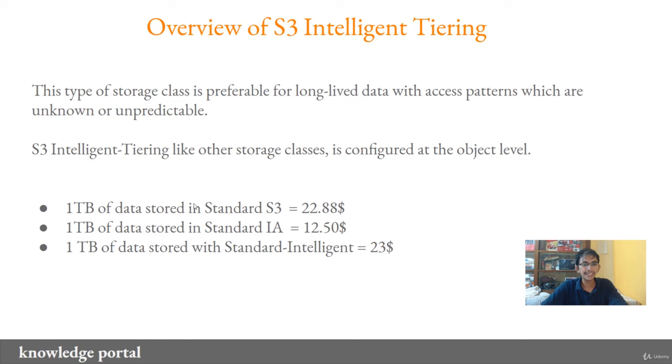Now, to understand the pricing of S3 intelligent tiering, we already discussed that 1 TB of data in standard S3 is $22.88, 1 TB of data in infrequent access is $12.50, and 1 TB of data stored with standard intelligent tier is $23. So there is a very minimal amount of additional cost occurring. So you have $22.88 and you have $23. Alright, so you have to compare the first one and the third one here.